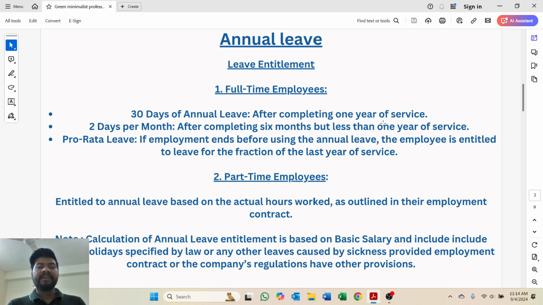And one more thing, annual leave also includes official leaves specified by the law or any other leaves caused by sickness, provided the employment contract or the company regulation have no other provisions.